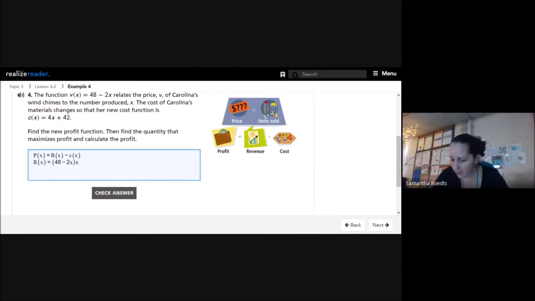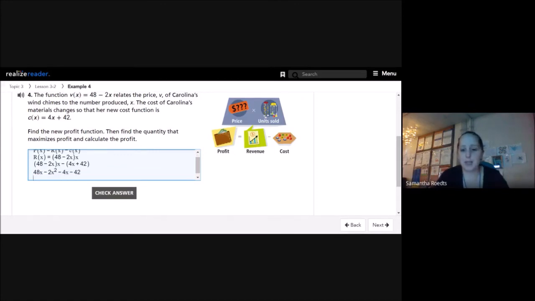Okay. So remember that the revenue is multiplying the price of each item by the number sold. So this is the price times the x numbers sold. So I substitute that in. I have (48 minus 2x) times x minus the cost, which is 4x plus 42. When I simplify this, I get 48x minus 2x squared minus 4x minus 42.